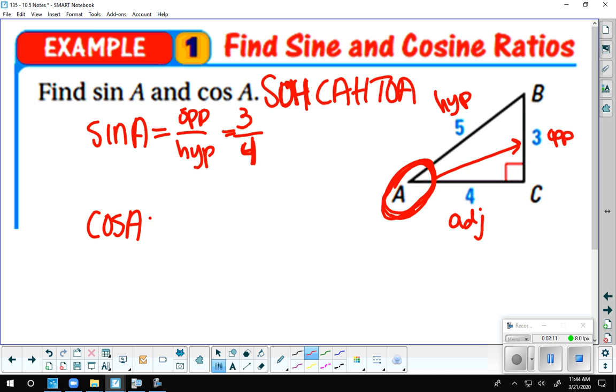Now let's find the cosine of A. Cosine is adjacent over hypotenuse. My adjacent side is 4 and my hypotenuse is 5. So the cosine of A is 4 over 5.